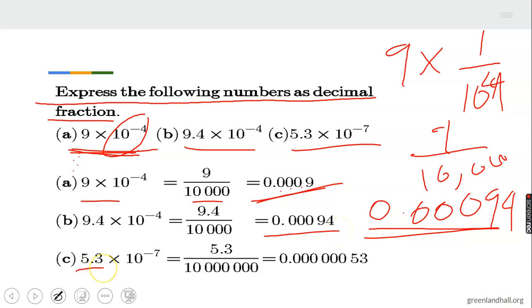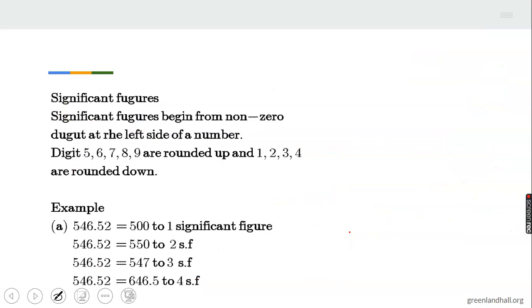The same thing applies to 5.3 times 10 raised to power minus 7, which is equal to 5.3 divided by 10 million, because we have 7 zeros. Then you put these 6 zeros before 5. 1, 2, 3, 4, 5, 6. But we have 7 zeros. The next one will be 5. That will be 5, 3.